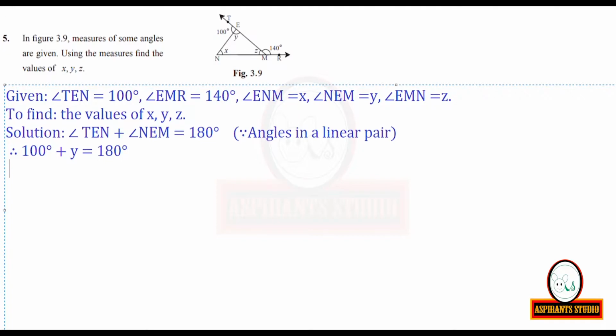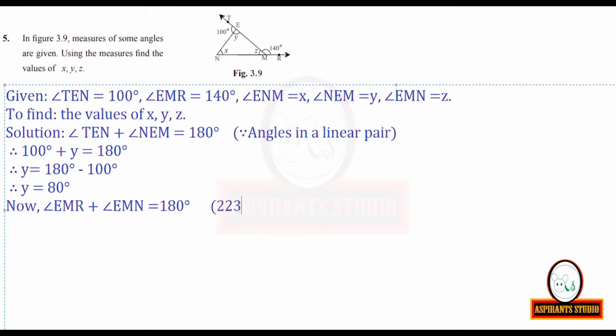Now, look at the figure. You can see angles in a linear pair. Angle TEN and angle NEM are angles in a linear pair. So, the sum of the measures of the angles in a linear pair is 180. Measure of angle TEN plus measure of angle NEM is equal to 180. Substitute the value of measure of angle TEN. We know that measure of angle TEN is equal to 100 degrees. So 100 degrees plus y is equal to 180. Therefore y is equal to 180 minus 100. Therefore y is equal to 80 degrees.